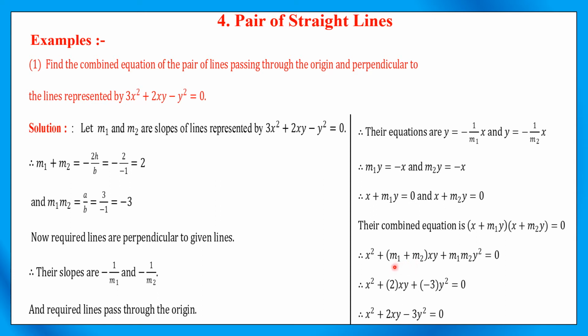Here is the sum of the slopes and the product of the slopes. We know that the sum of the slopes from this equation is 2 and the product of the slopes is minus 3. Putting these values, we get x square plus 2 into xy plus minus 3 into y square equal to 0. Therefore, the required lines are x square plus 2xy minus 3y square equal to 0.